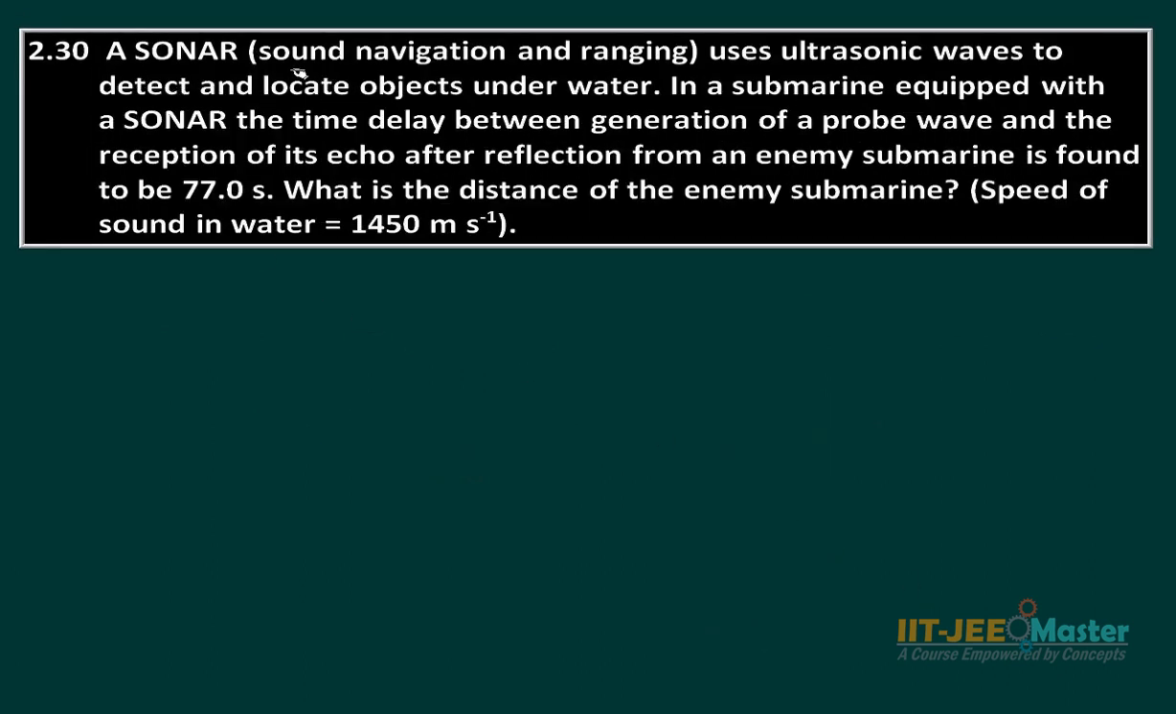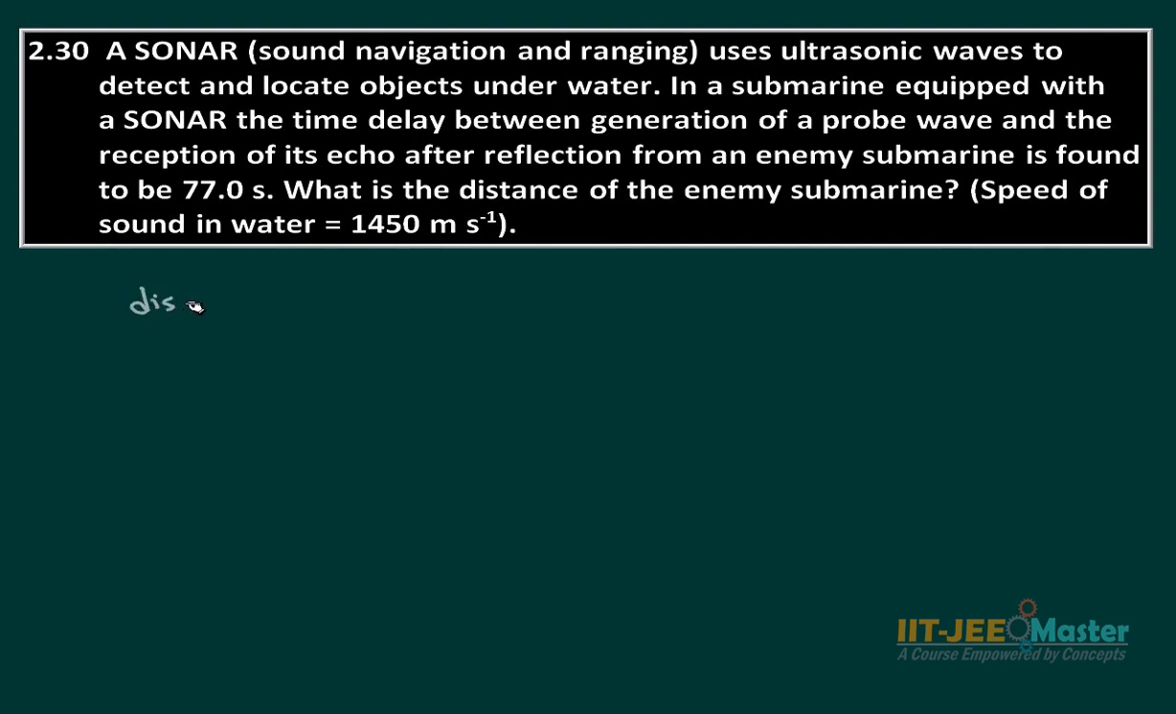A sonar, sound navigation and ranging, uses ultrasonic waves to detect and locate objects underwater. In a submarine equipped with a sonar, the time delay between generation of a probe wave and the reception of its echo after reflection from an enemy submarine is found to be 77 seconds. What is the distance of the enemy submarine? Speed of sound in water is 1450 meter per second.